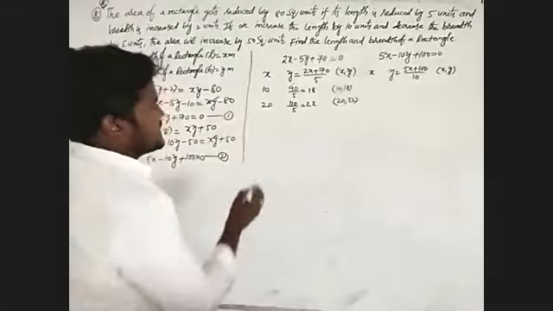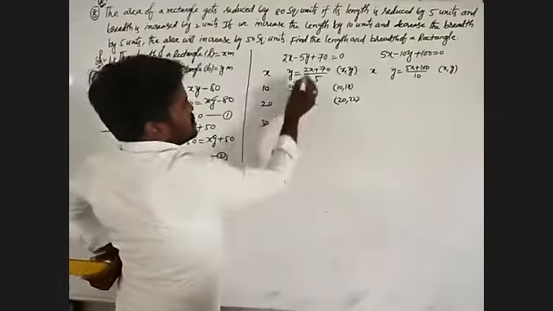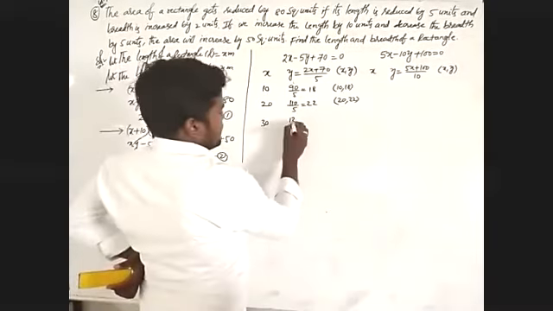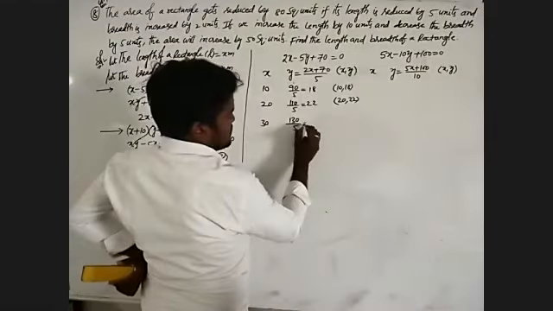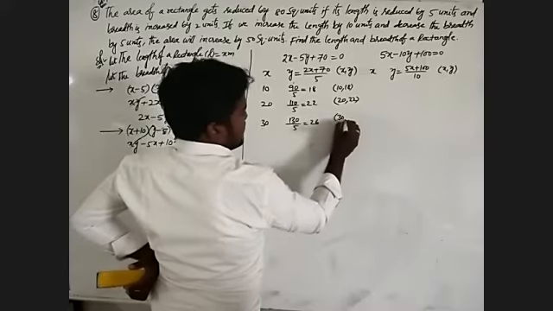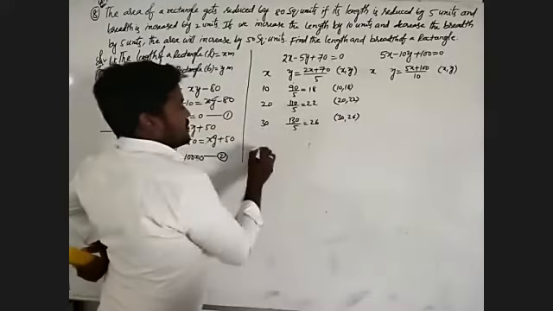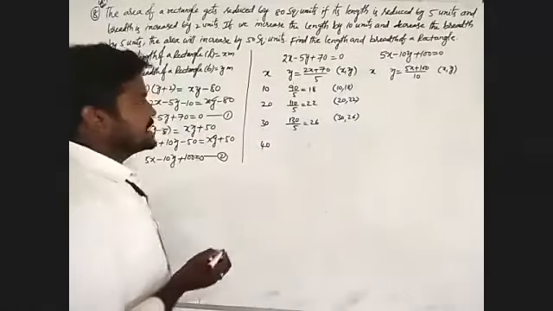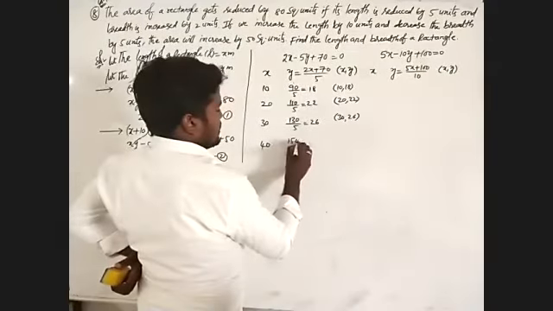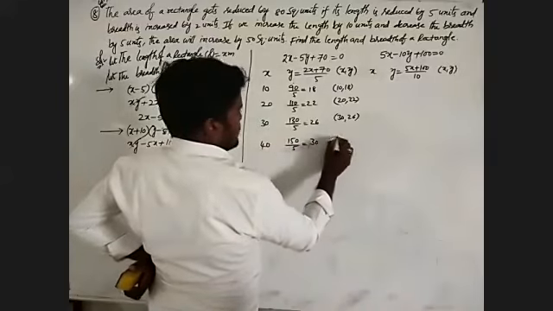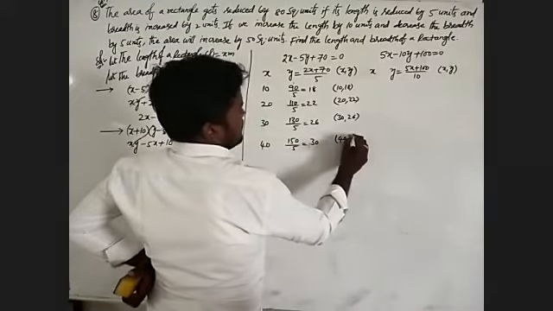Next, let x equal 30. 2 into 30 becomes 60. 60 plus 70 is equal to 130. 130 by 5 becomes 26: 5 twos are 10, 5 sixes are 30. That is the point 30 comma 26. Then take x equal to 40. 2 into 40 is 80. 80 plus 70 becomes 150. 150 by 5 is 30. That becomes 40 comma 30.